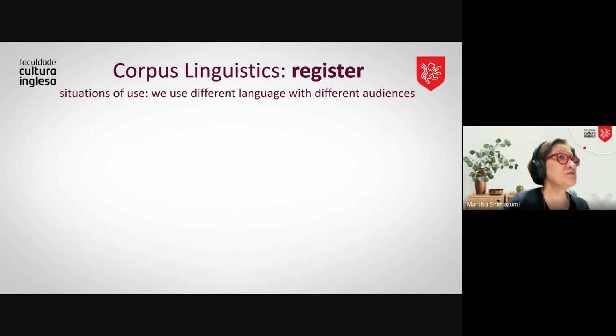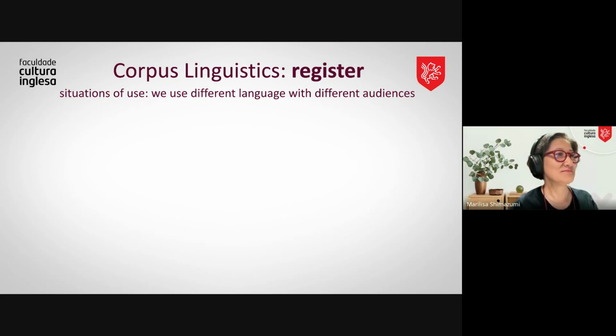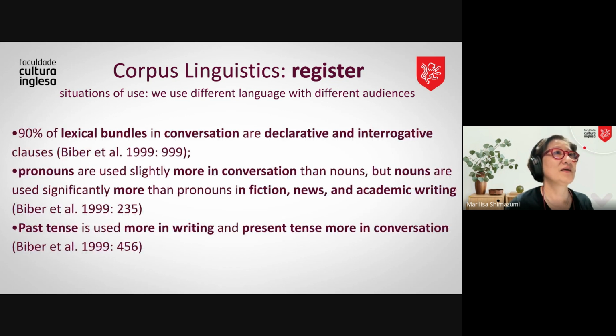Register, situations of use. We use different language with different audiences. So I was talking to my daughter just a few minutes ago. I talk completely differently, and she told me that my voice is different when I'm talking to her and when I'm teaching. So this is also connected to intonation, pronunciation.